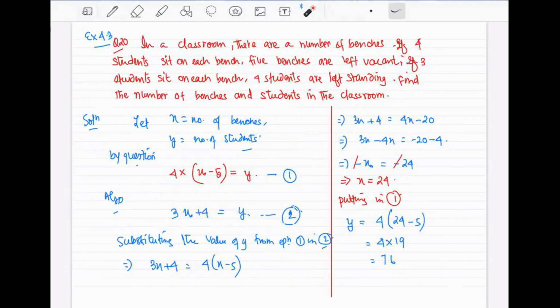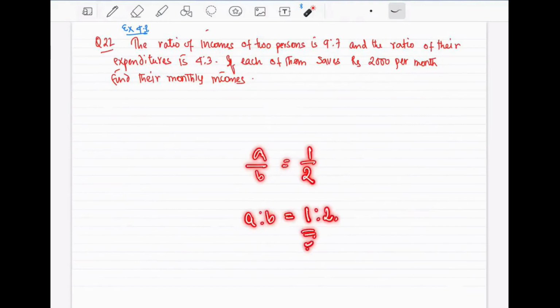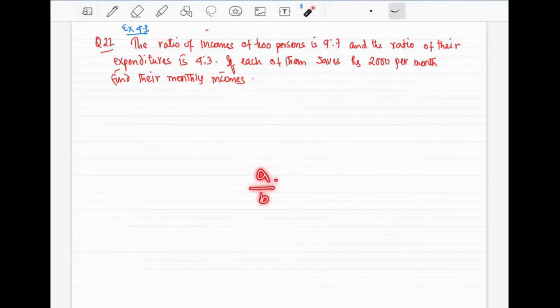All right. Okay, let's take up the last question for today's class. This will be the last question for this chapter, pair of linear equations in 2 variables. So question 22 is based on the ratio. If you remember, if I divide a by b is equal to, let's say, 1 by 2, I will write it as a ratio b is equal to 1 ratio 2. If I have another value, a by b is equal to 2 by 3, we will write a ratio b is equal to 2 ratio 3.